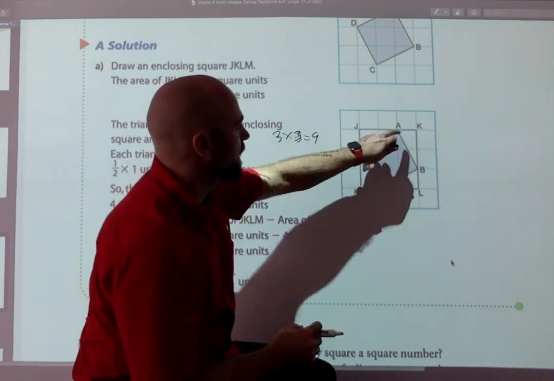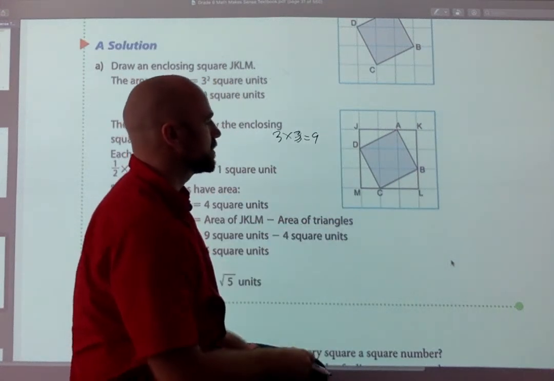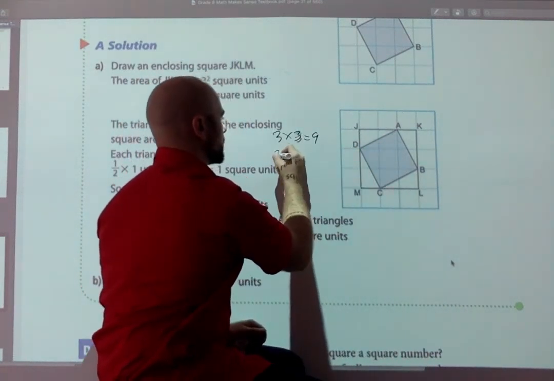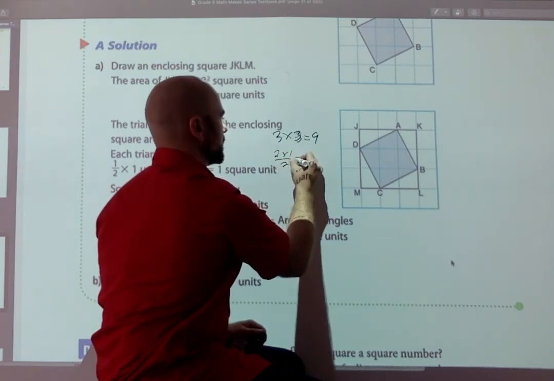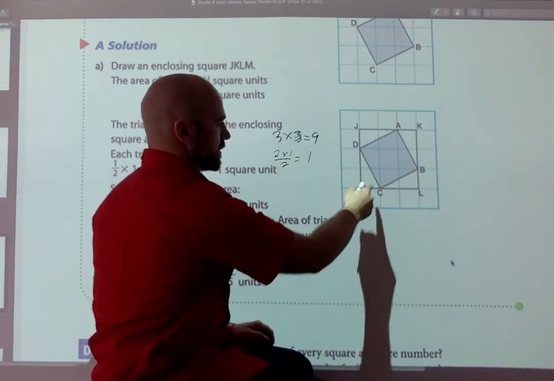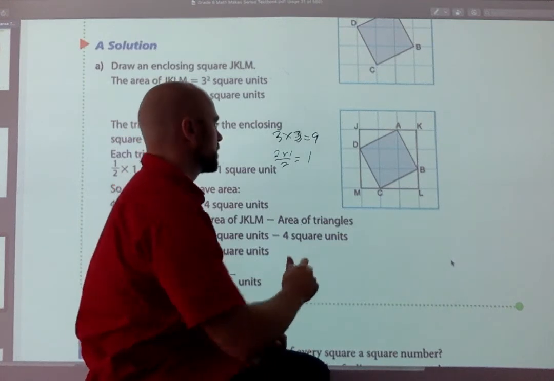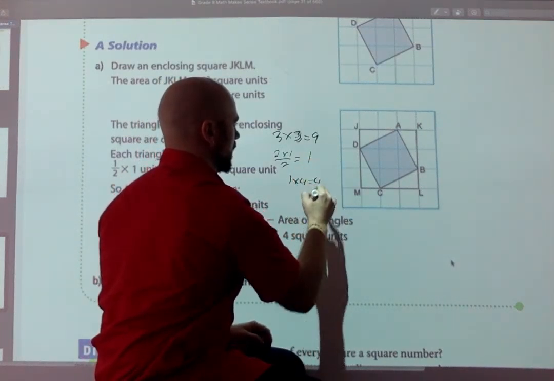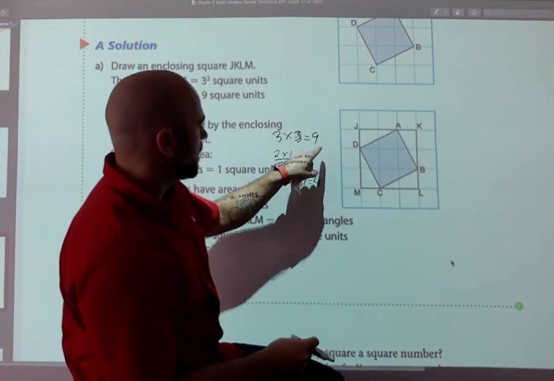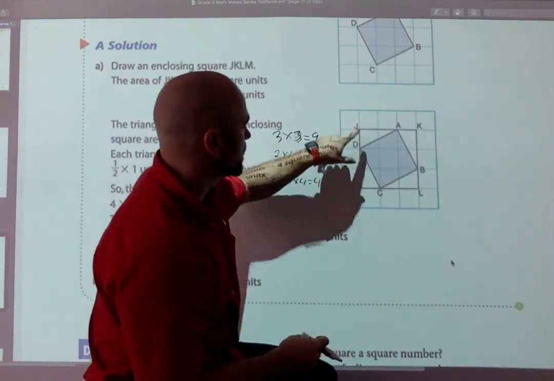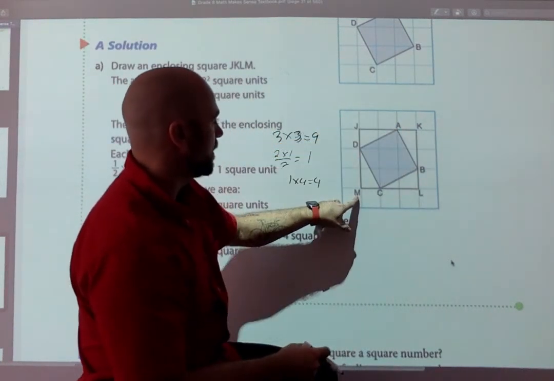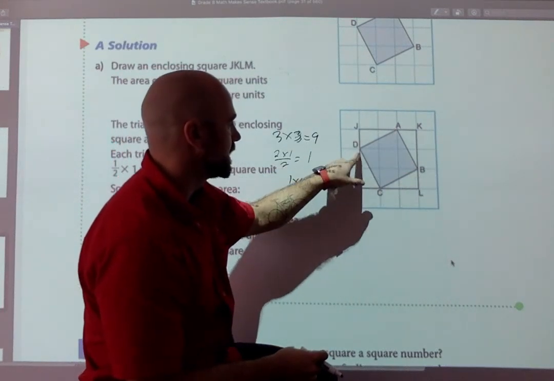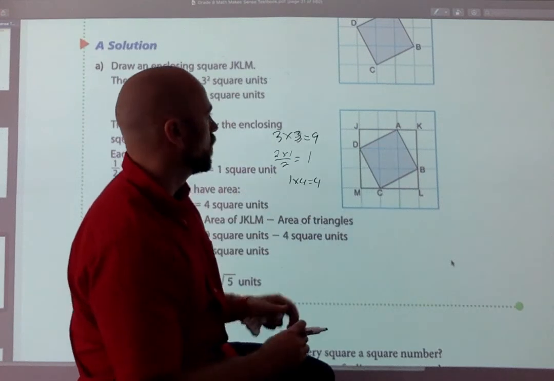And then they're going to calculate the area of each of the individual triangles. So we've got a base of 2 and a height of 1. So 2 times 1 divided by 2 equals 1. So each of these is 1 square centimeter times 4. So 1 times 4 equals 4. Okay, so we have the whole big square. This is JKLM. But we're trying to figure out the area of ABCD, so the shaded space.